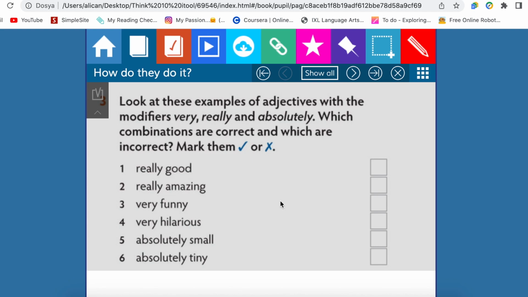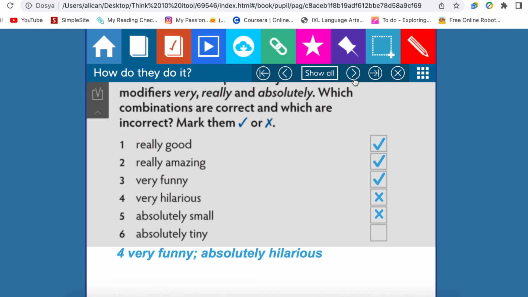Very funny, yes. Very hilarious, no, because funny is a gradable adjective and hilarious is an extreme adjective. We use very with gradable adjectives, we cannot use it with extreme ones because it's a mistake. Absolutely small, no, we have to say very small. Absolutely tiny, yes, we can say it because tiny is an extreme adjective, not a gradable adjective. Okay, let's do this one.